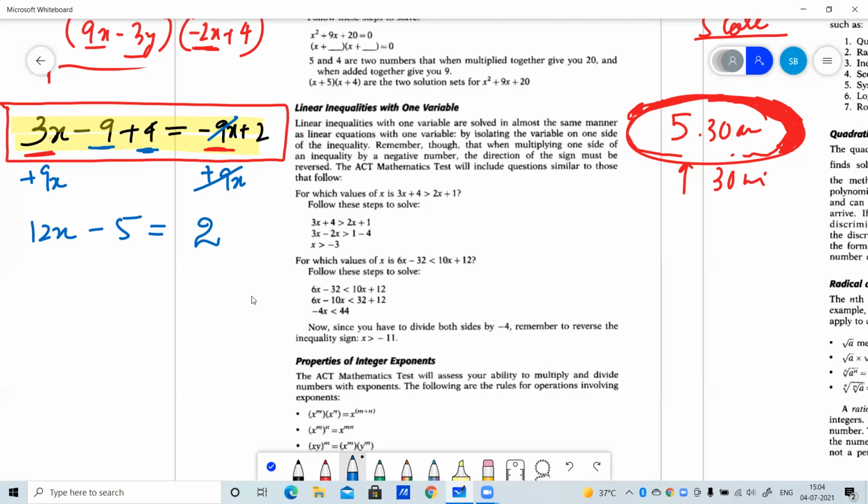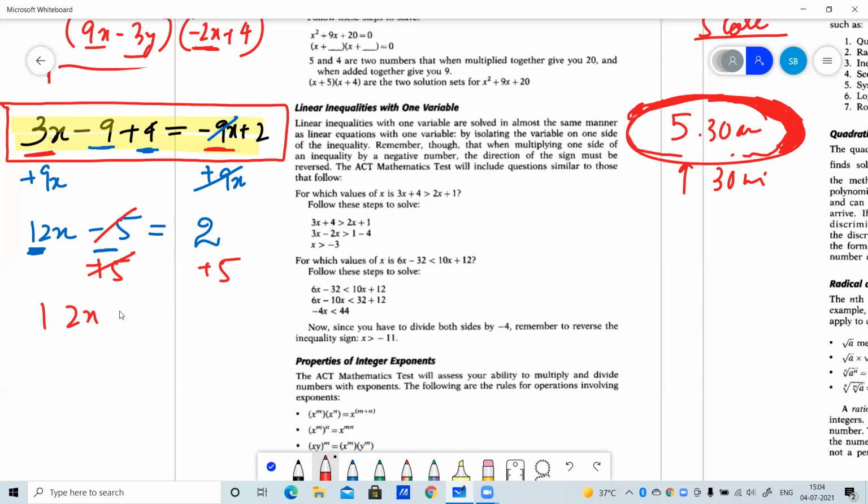But we want only x. We have to calculate the value of x. For that, we need to eliminate 12 also, and we need to eliminate this negative 5 also. And I told you, try to eliminate first what is in addition or subtraction. So this negative 5 is in subtraction. We will eliminate this first. How can we? Add it. Right, adding 5.